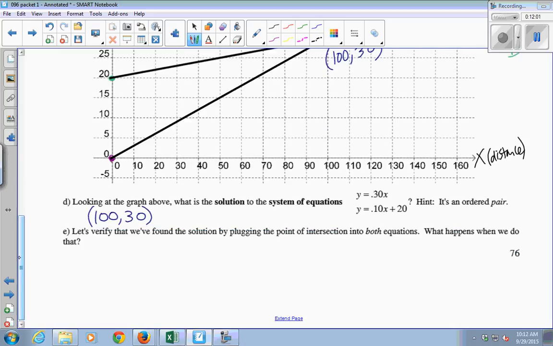Okay, so I'm just going to quickly verify that the point 100, 30 is a solution algebraically. So I saw it's a solution graphically because that is a point that both lines share. Algebraically, what it means to be a solution to a system is that if you plug in the x coordinate for x and the y coordinate for y, both equations are true.